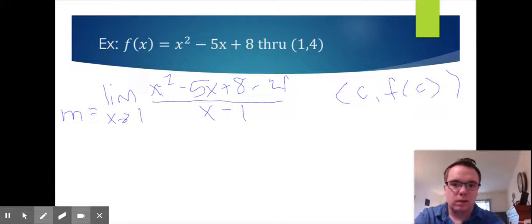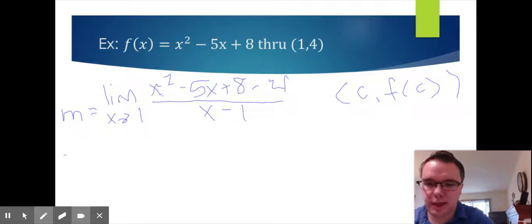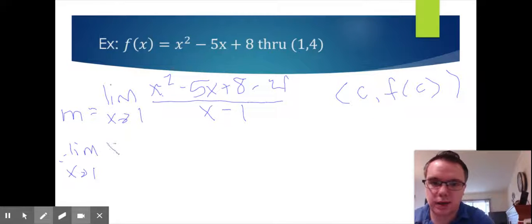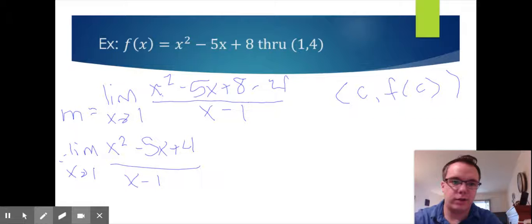So you can see if we plugged in our 1, we would get a zero numerator, so we do have some simplifying and some factoring to do. If we simplify that, we're going to get the limit as x goes to 1 of x squared minus 5x plus 4 over x minus 1. To try to simplify that so we don't have a zero denominator, we can factor. So what multiplies to get positive 4 and adds to get negative 5? Well, that's x minus 1 times x minus 4.